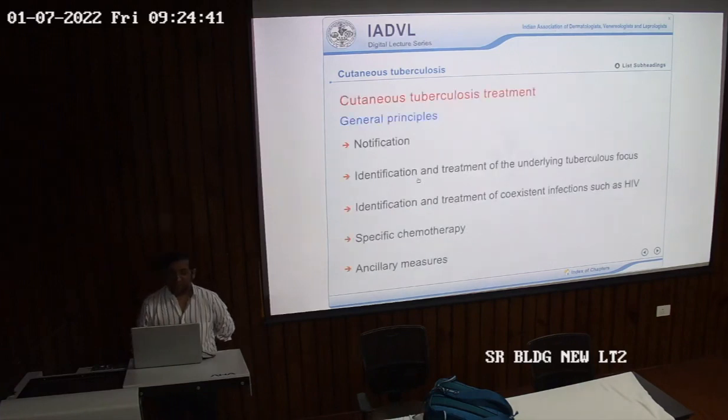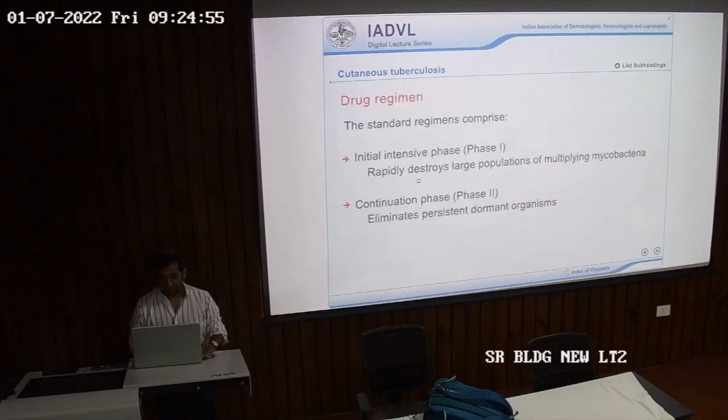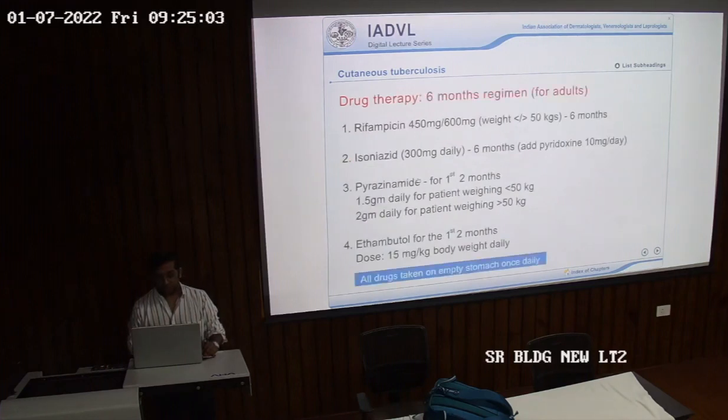Cutaneous tuberculosis treatment, general principles: notification, identification and treatment of the underlying tuberculosis focus, identification and treatment of coexisting infections such as HIV, specific chemotherapy, and ancillary measures. Drug regimen: the standard regimen comprises an initial intensive phase and a continuation phase. Drug therapy is a 6 months regimen for adults.